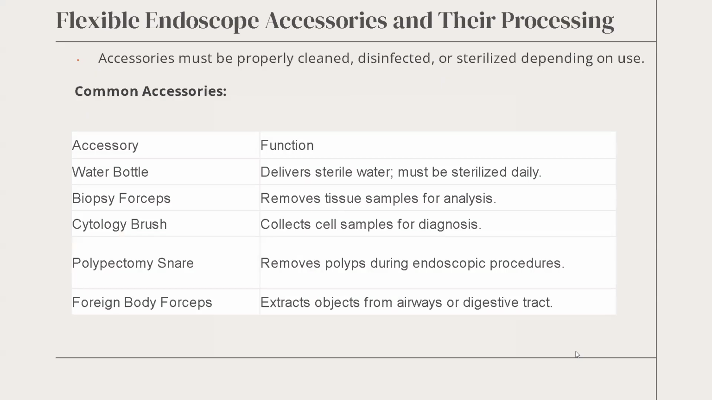So, flexible endoscopic accessories: biopsy forceps, water bottles, cytology brushes, foreign body forceps. All of these are the things that are used alongside endoscopes. The water bottle is there to flush, to clear the place for the doctor to see. If it's too bloody, they flush. The biopsy forceps is passed through one of the channels to retrieve something.